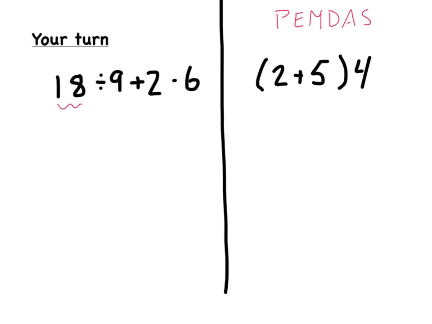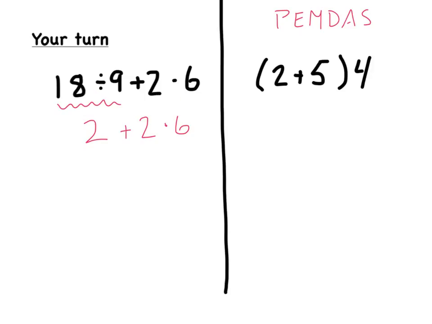We have 18 divided by 9, which is equal to 2. Once we write that down, we bring everything else down. And this is important when it comes to left to right, because if you realize we have multiplication and division, we have a division here, and we have a multiplication here. So from left to right, you do the division first, followed by the multiplication.